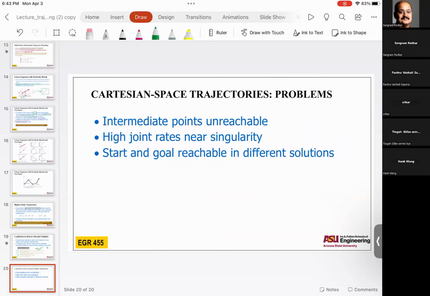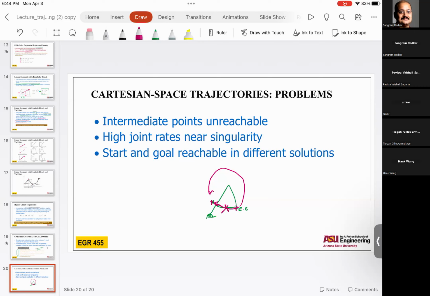However, here is the problem with Cartesian space trajectories. Please understand that the robot can fold onto itself. For example, if you have a robot like this, there is a possibility that the robot end effector can fold onto itself before achieving a certain point. If your trajectory is going from like this to this, you need to make sure that the robot can go like this and not like this, because this is not an acceptable configuration. So there is a possibility that intermediate points may or may not be achievable.